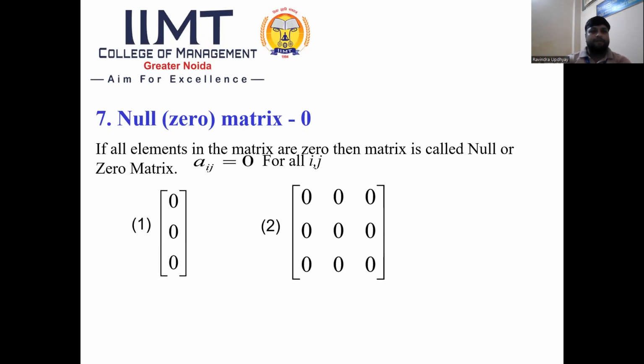Null matrix. What is the null matrix? As clear from the name, a null matrix is a matrix whose elements are all 0. It may be in the form of a rectangle, a square, a row or a column. That means all elements will be 0 in the matrix. For example, 1 and 2. Example 1 is a null matrix as it has all 0 entries. Example 2 is also a null matrix as it has all 0 entries.